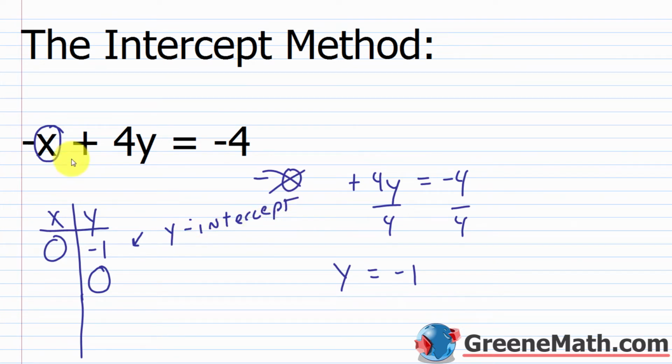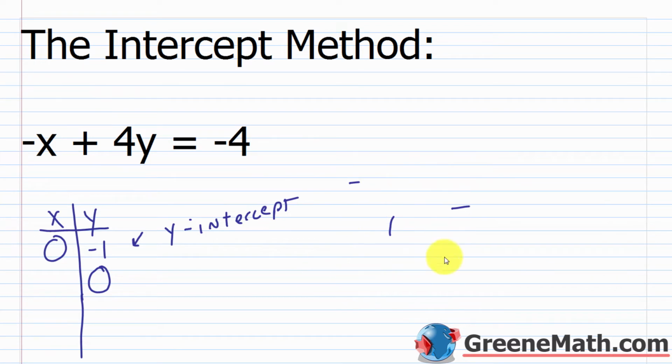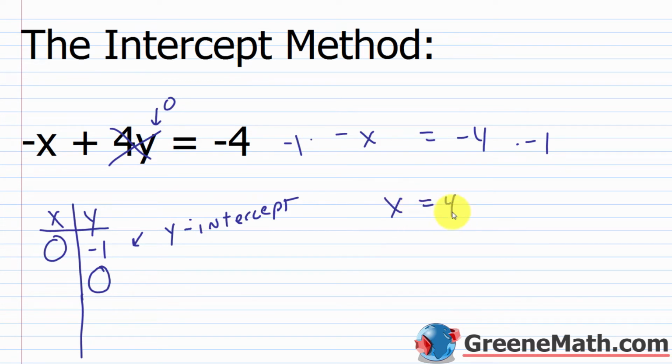For the other one, let's erase this real quick. We're going to plug in a 0 for y now. Find the x-intercept. So we'd have negative x plus 0 times anything is 0, so I can just mark this out. I can have negative x equals negative 4. Multiply both sides by negative 1. I get x equals 4. So then this right here would be our x-intercept.